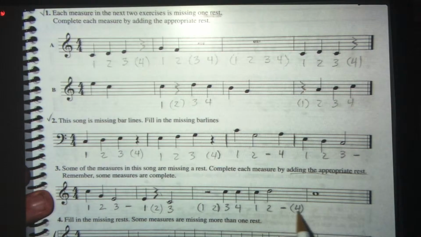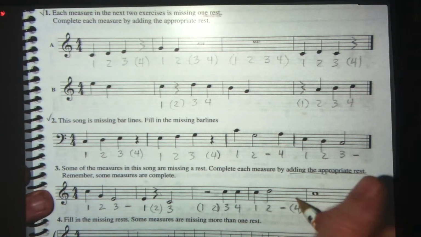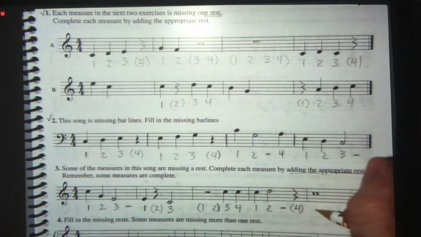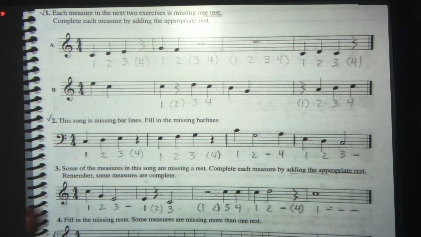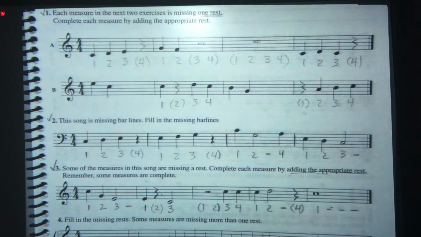This next measure, we're only missing a quarter rest. 1, 2, 4. So we're going to draw a quarter rest. Voila. The last one, 1, and this goes 2, 3, 4. So we don't need to draw anything there because that measure is also complete. Piece of cake. Put a check here next to number 3.